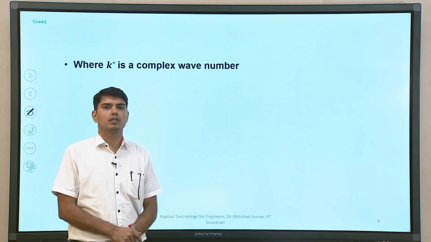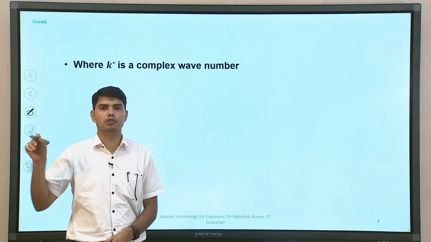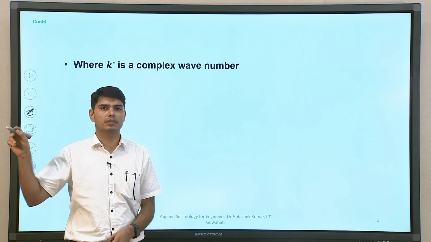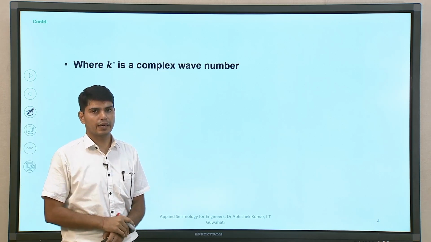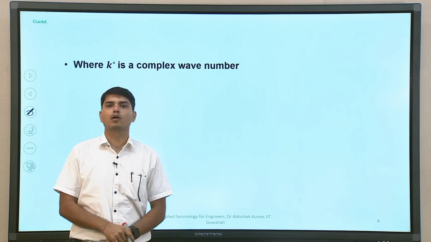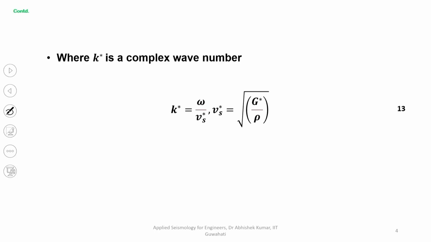So, k star in the previous equation, u z comma t equals A exponential iota omega t plus k star z plus B exponential iota omega t minus k star z, where k star is the complex wave number. Let us see what is the functional form of the complex wave number. Omega over V s was the wave number representing the undamped soil. In this particular case, the wave number is omega over V s star.